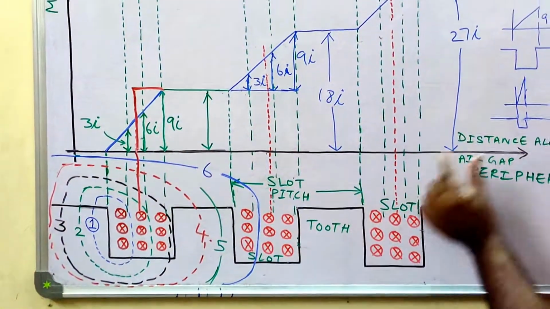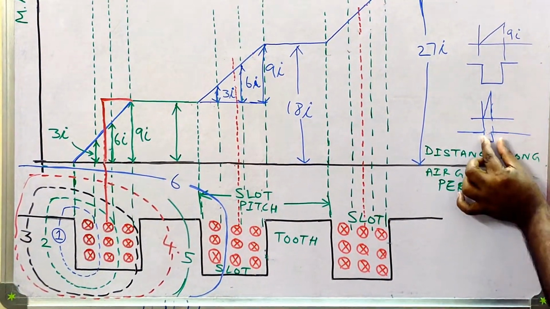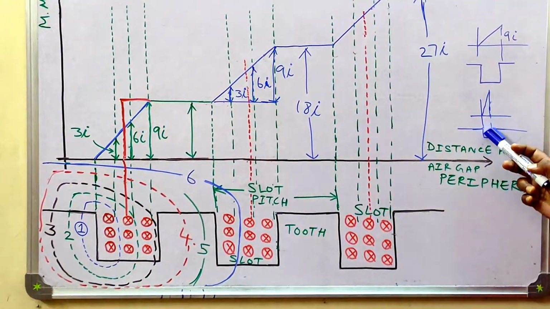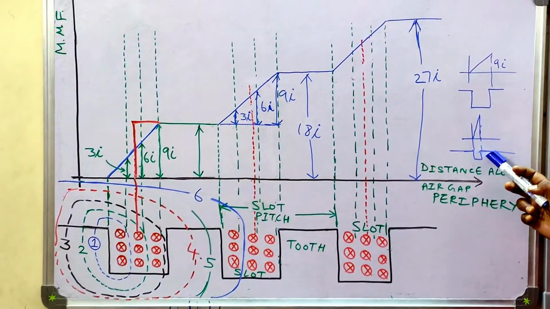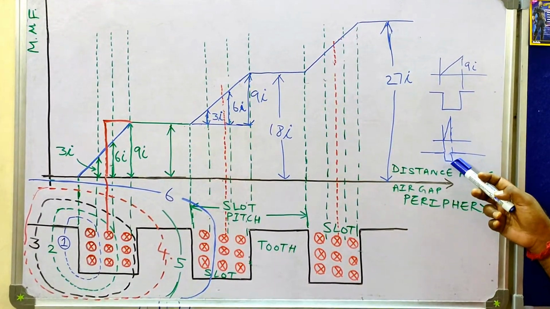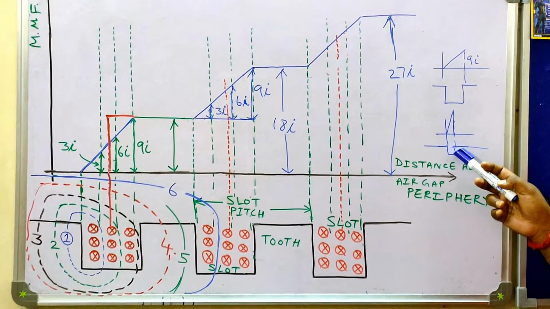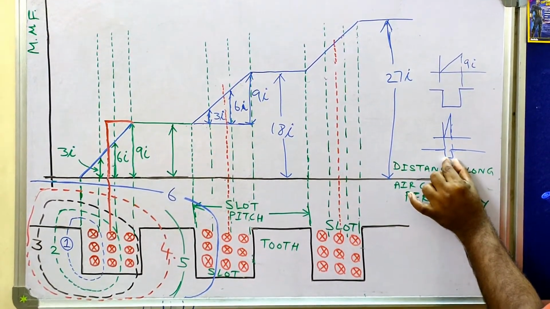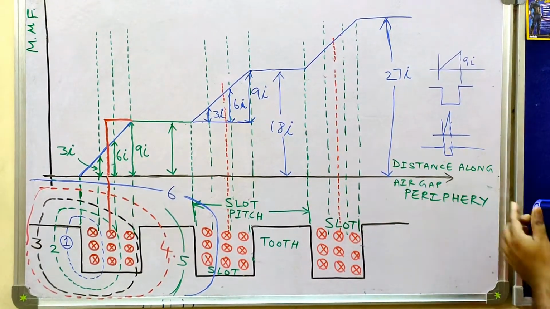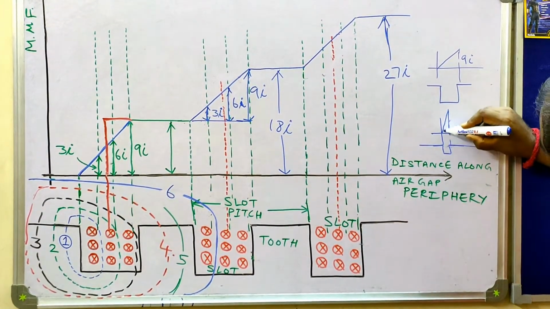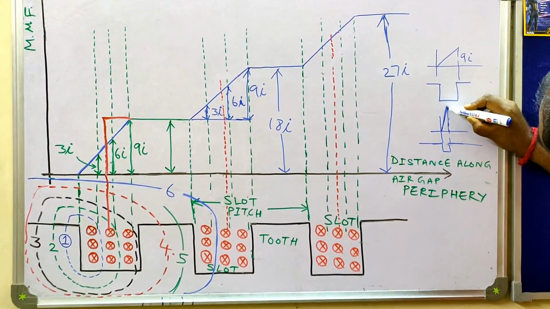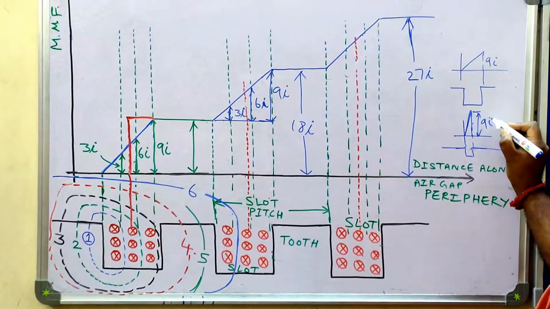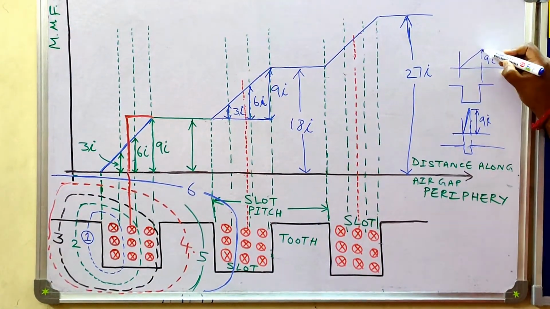So if the slot pitch is small, the width of the slot also becomes small, but the number of conductors accommodated by the slot is the same. So that means the current enclosed by the slot portion is not changed. However, the width of the slot is reduced, because in actual practice the slot pitch is very small in length. So in that case, the change in MMF has to be shown by a steeper line whose height will also be 9I, like here. So this is also 9I, this is also 9I.